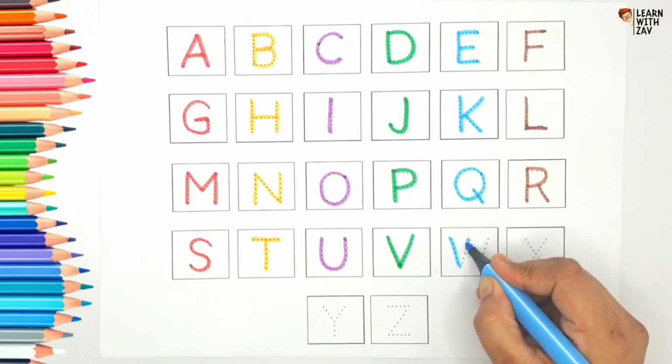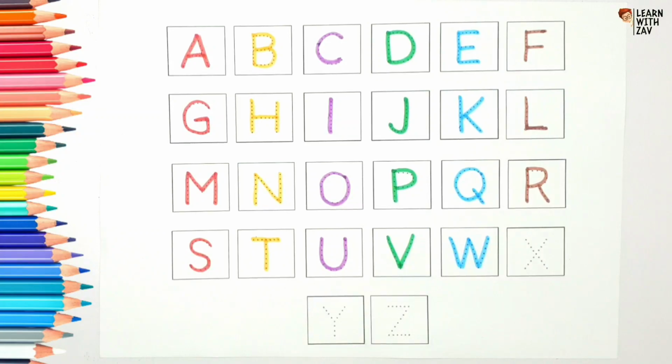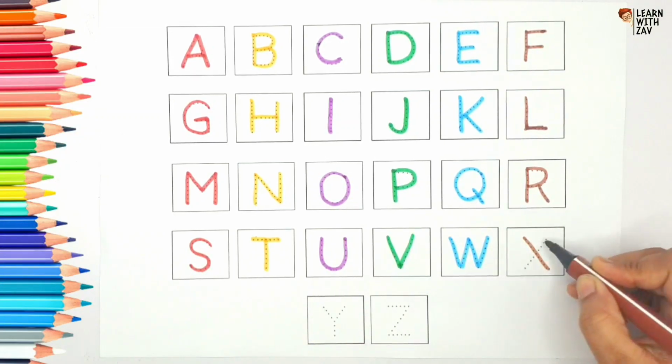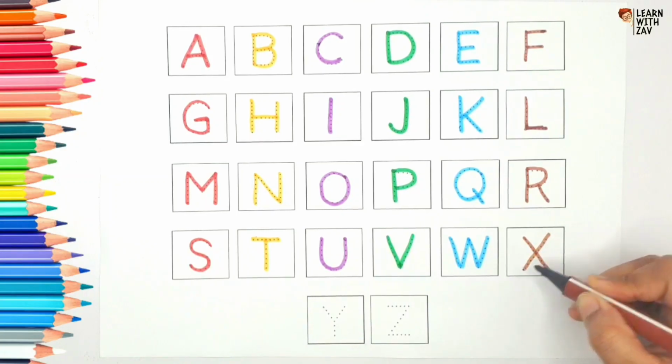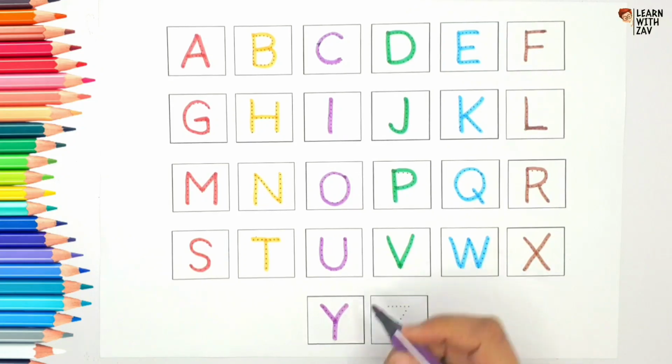W, W for watch. X, X for xylophone. Y, Y for yo-yo. Z, Z for zebra.